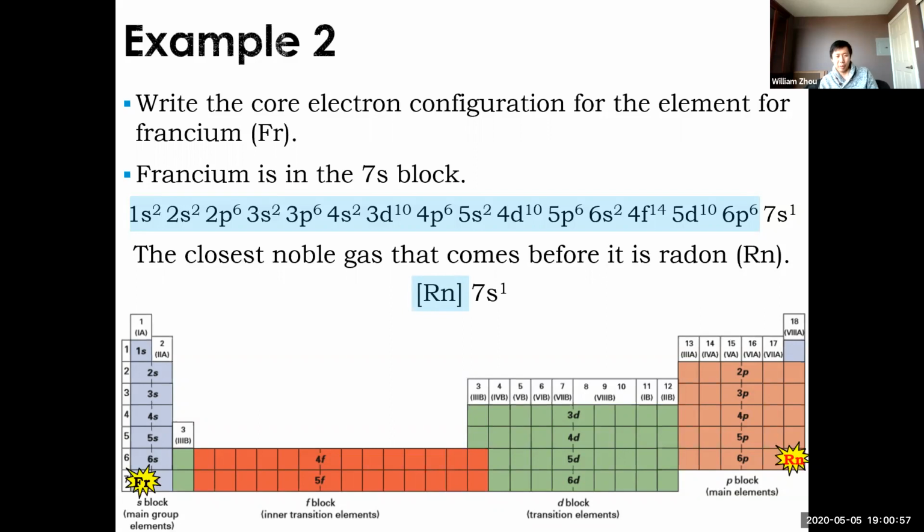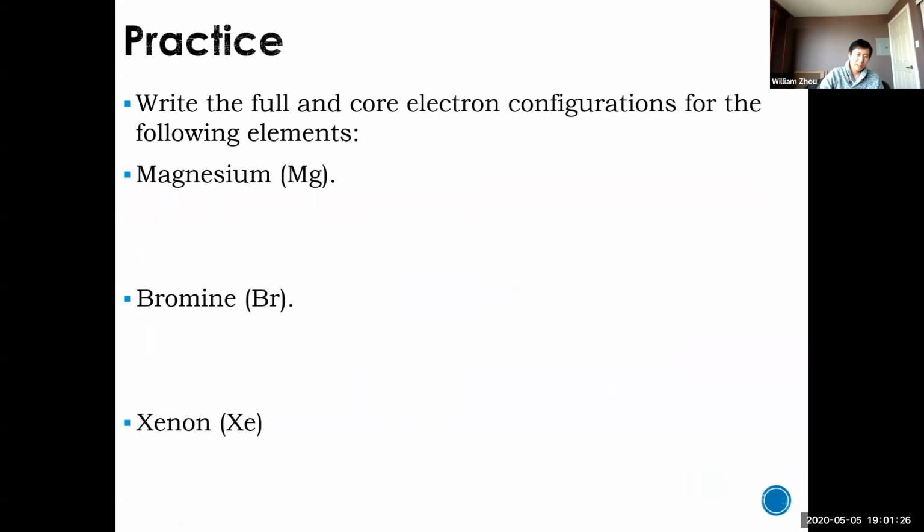Isn't this much easier? You don't have to write out 20 different letters, just the noble gas that comes before and whatever electrons come after. So this is the core notation. You have to know how to write both because you're learning this for the first time, but realistically, nobody writes the full notation. If I have to write something, I always go for the core. Unless the tests specifically say write the full, you can write the core because it's simply faster. All right, so let's practice. I'll give you 2 minutes for this. 3 electron configurations. Try to write the full and the core for practice, and I'll take this up very shortly.